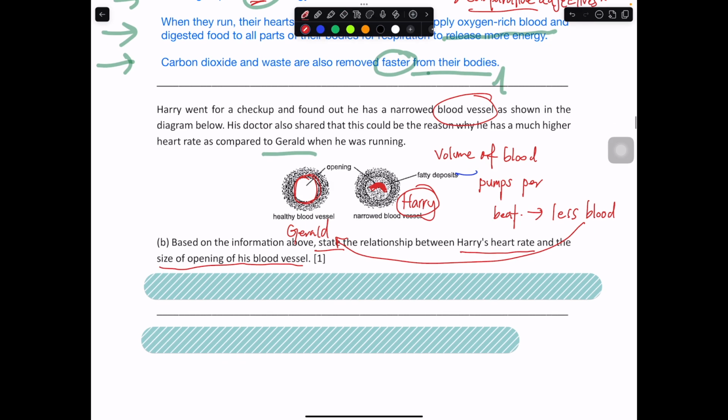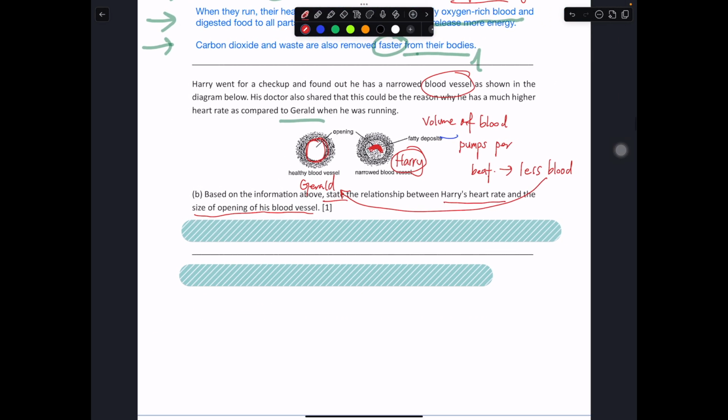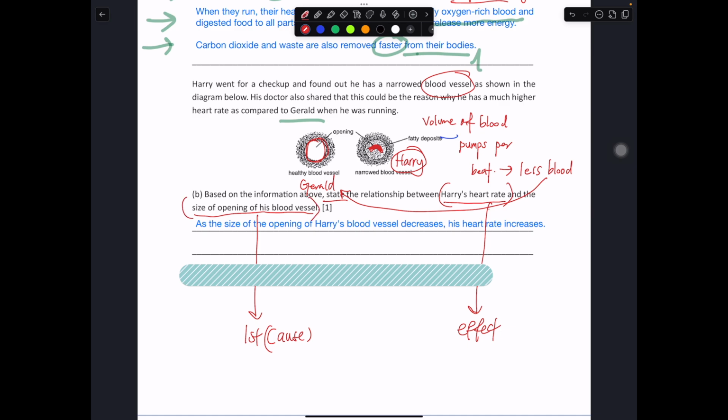Very important, you need to know which one comes first. Which one should you write first? This one should be written first, because this is the cause, this is the effect. So this question is very tricky. They put the heart rate first, then the size of the opening next. But you have to know that the size of the opening is the cause. Use directly the label that has been given to you.